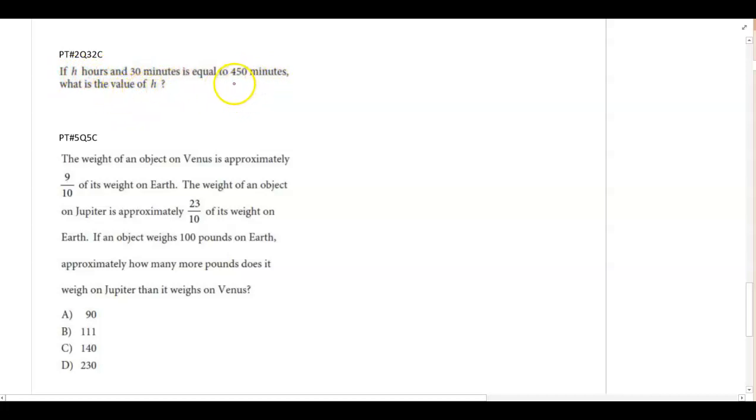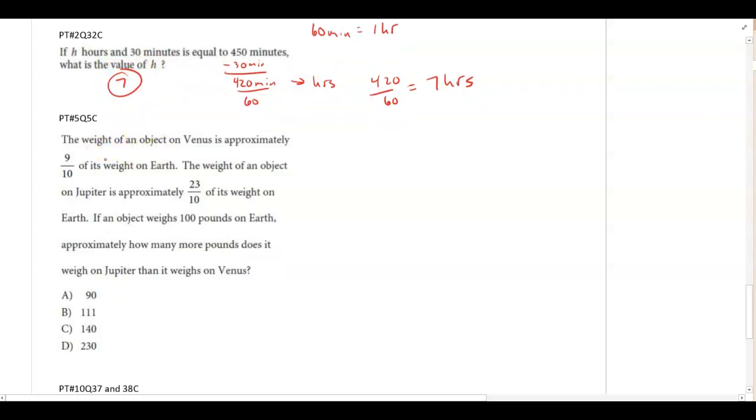Well, the first thing I'm going to do is subtract, right, the 30 minutes here. So 450 minus 30 is 420 minutes. Well, to figure out the number of hours then, remember, 60 minutes is equal to 1 hour. So if I divide this by 60, right, 420 divided by 60 will give me 7 hours, and that's what I would bubble in. Okay.